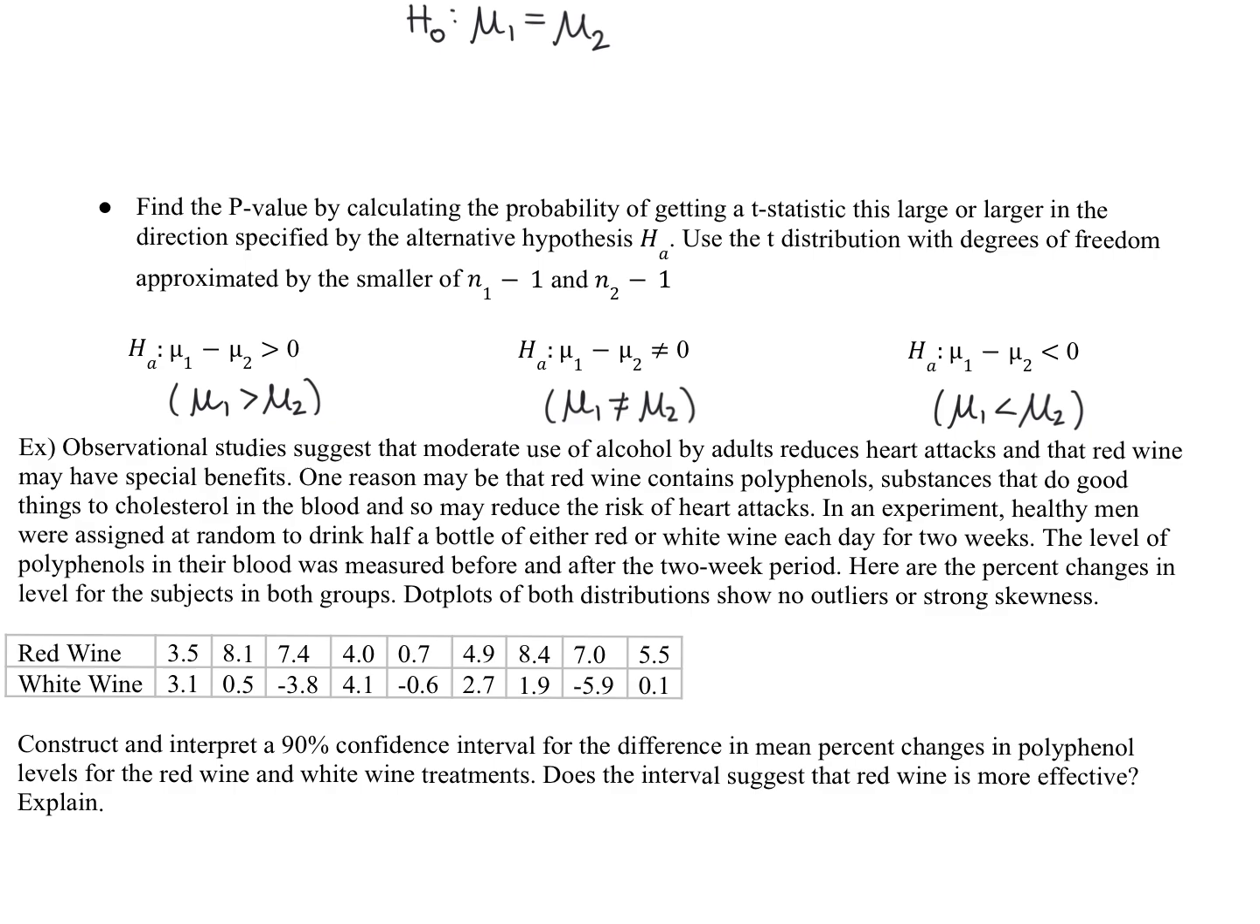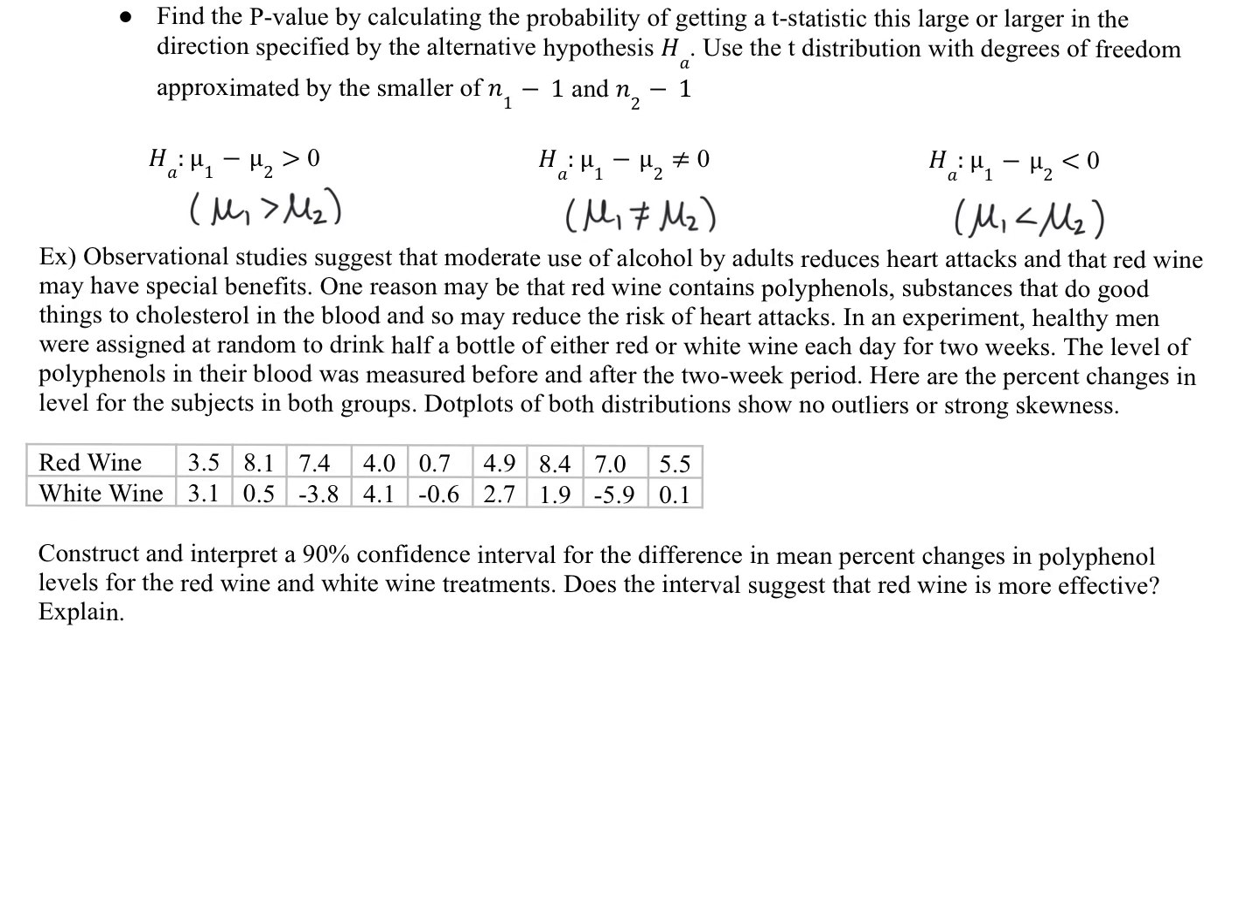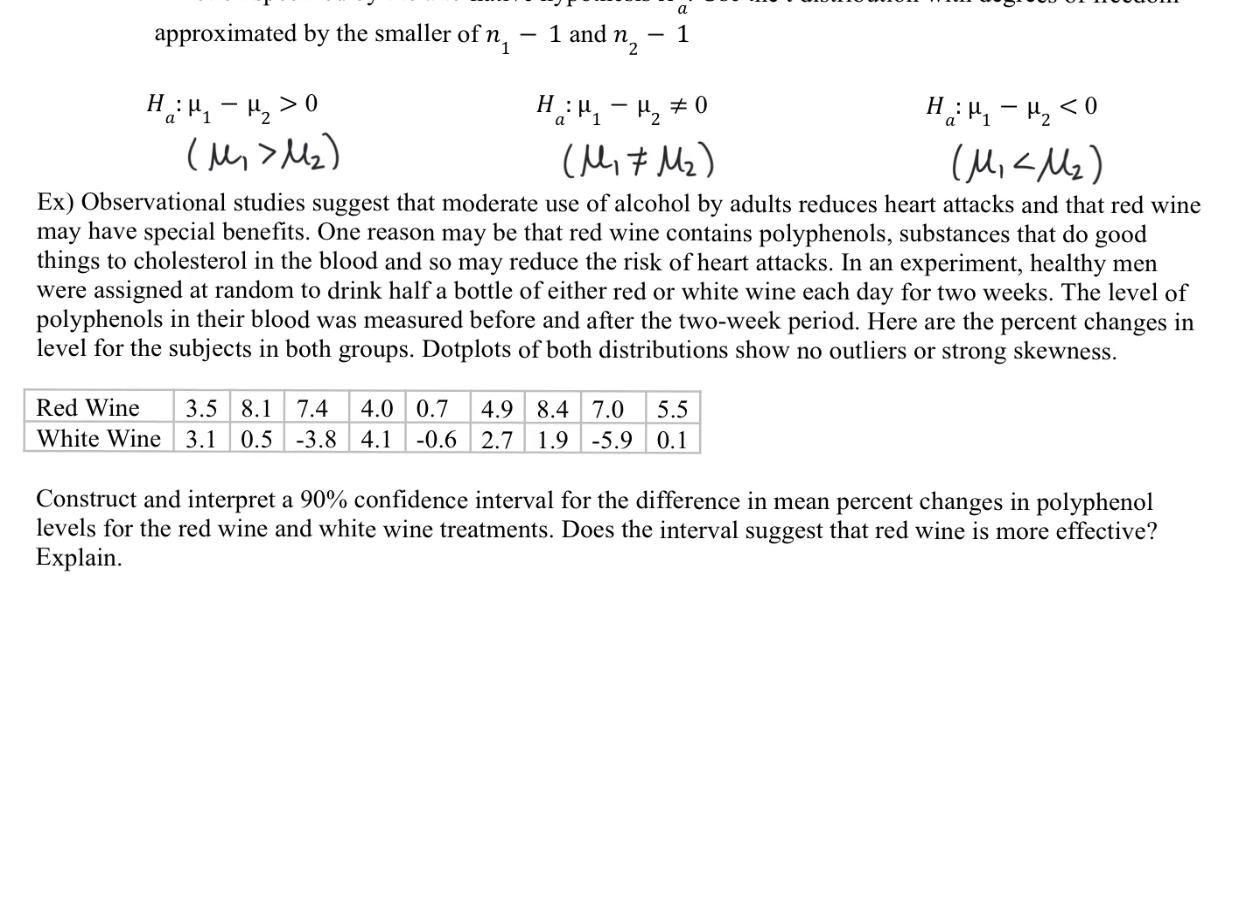So let's take a look at some examples. Observational studies suggest that moderate use of alcohol by adults reduces heart attacks and that red wine may have special benefits. One reason may be that red wine contains polyphenols, substances that do good things to cholesterol in the blood and so may reduce the risk of heart attacks.